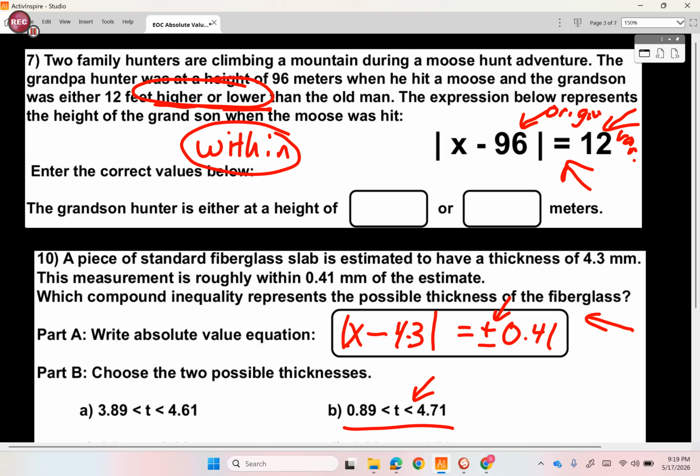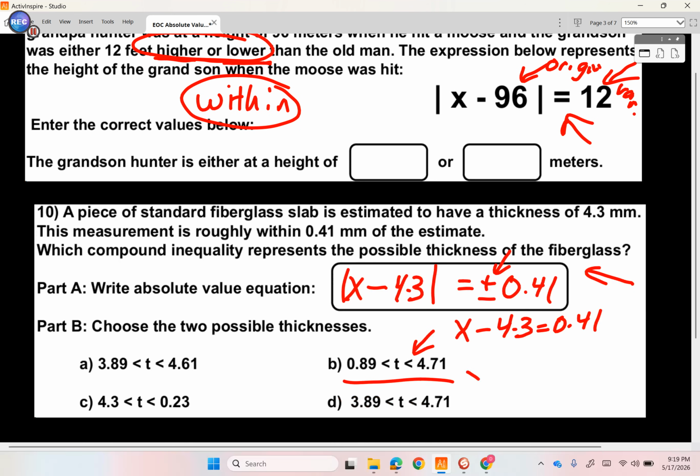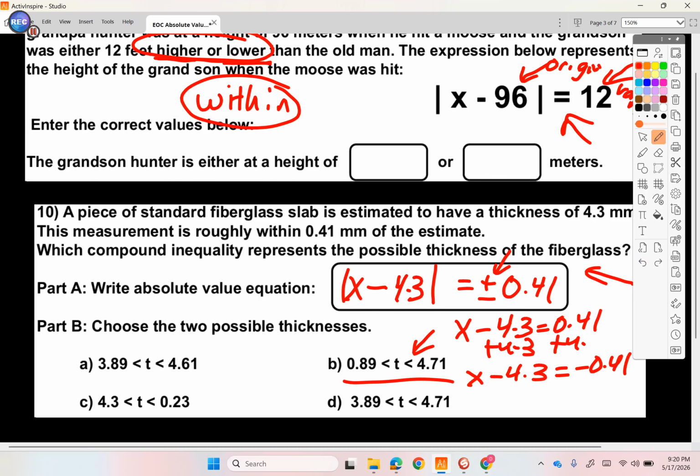So this is simple now. We just solve it twice. X minus 4.3 equals 0.41. Once we're done solving that, we solve it again, but with that 0.41 negative. So the step on both sides is add 4.3 to both sides. And that'll give us two answers.